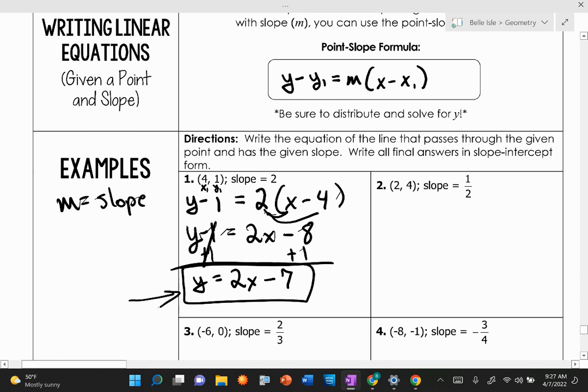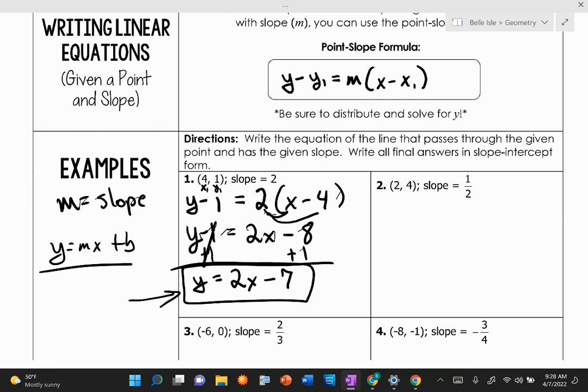Is this in slope-intercept form? y equals mx plus b. Yes, it is. y equals mx plus b is the form you want your answer to be in. As long as your slope is attached to your x, and then you have a y-intercept, which we do, it would be -7, and it's set equal to y, you're all good to go.